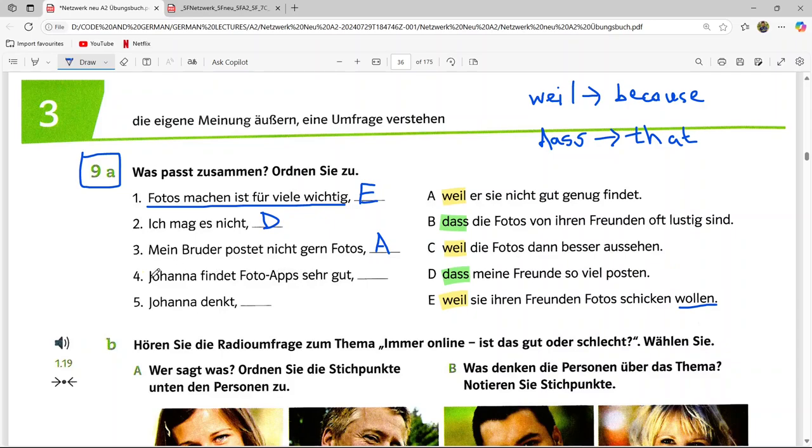Next one, Johanna findet Photo-Apps sehr gut. So Johanna finds the photo apps very good. Okay, why does she find it very good? She has already decided that this is very good, because weil die Fotos dann besser aussehen, because the photos then look better.